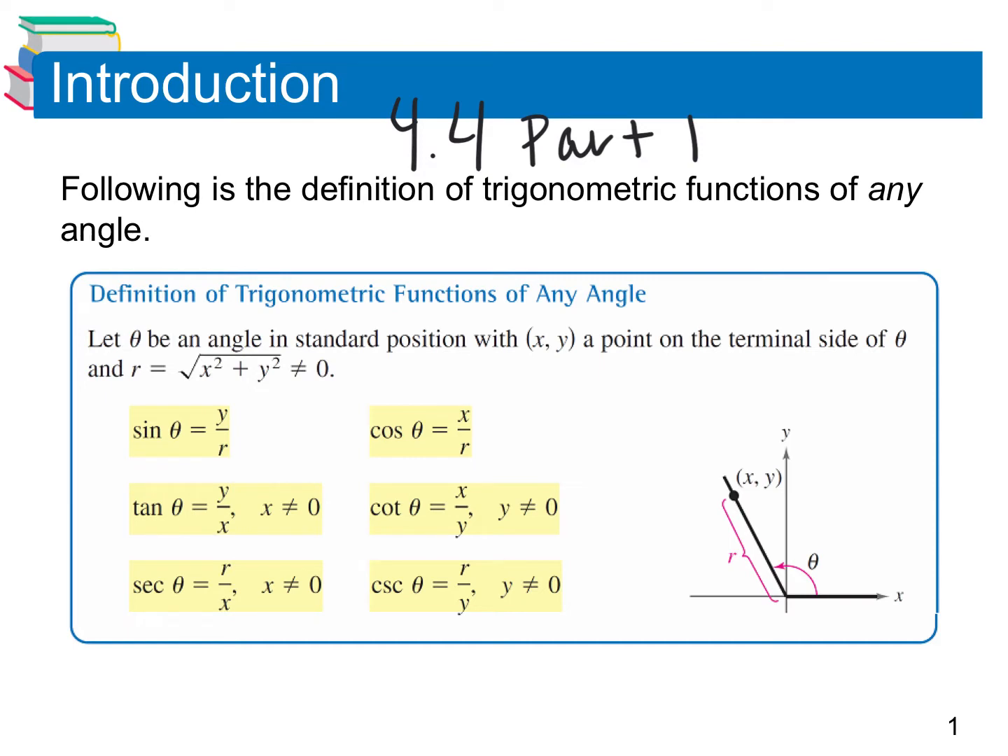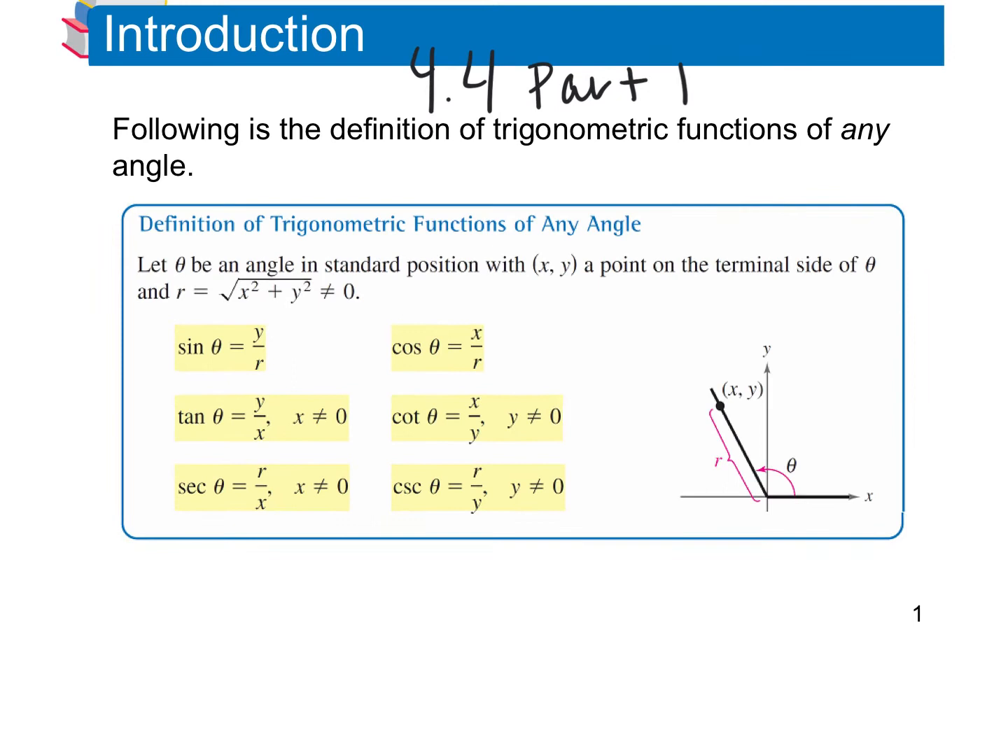and 4.3. The only difference is before we were dealing with the unit circle, so our radius was 1. Now our radius can be any number. So sine of theta is going to be equal to y over r. Cosine theta is x over r.